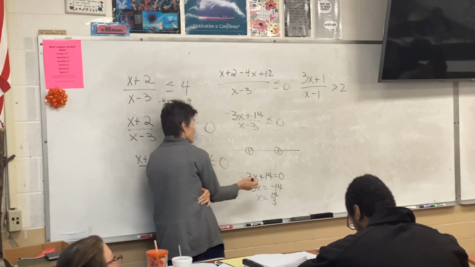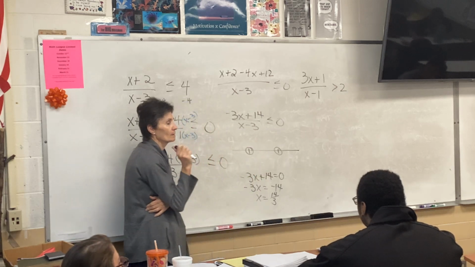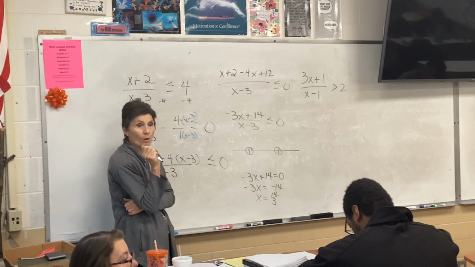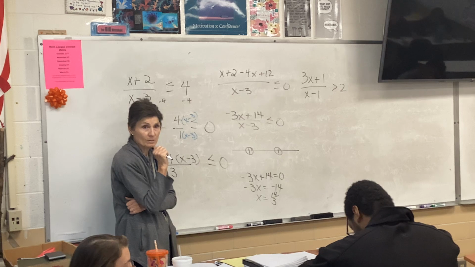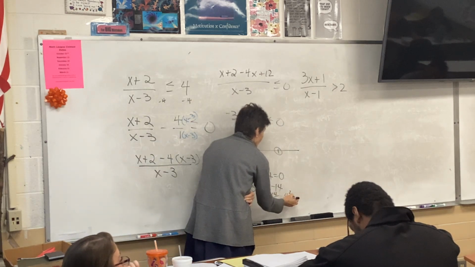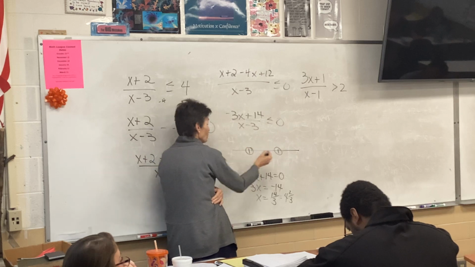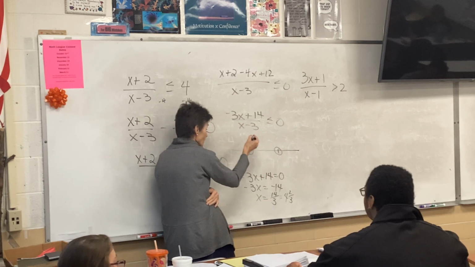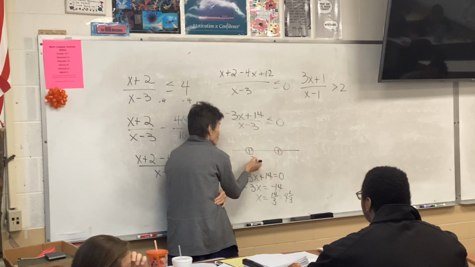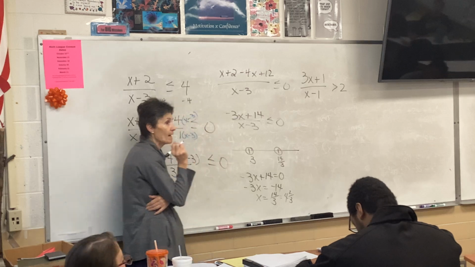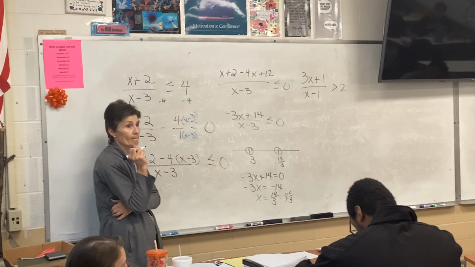What is the mixed number for 14 thirds? 4 and 2 thirds? Now why did I do that? Well, because I have to put it on my number line, and I have 3 and 4 and 2 thirds. So would you agree that they're going to go on in this order? Like that?